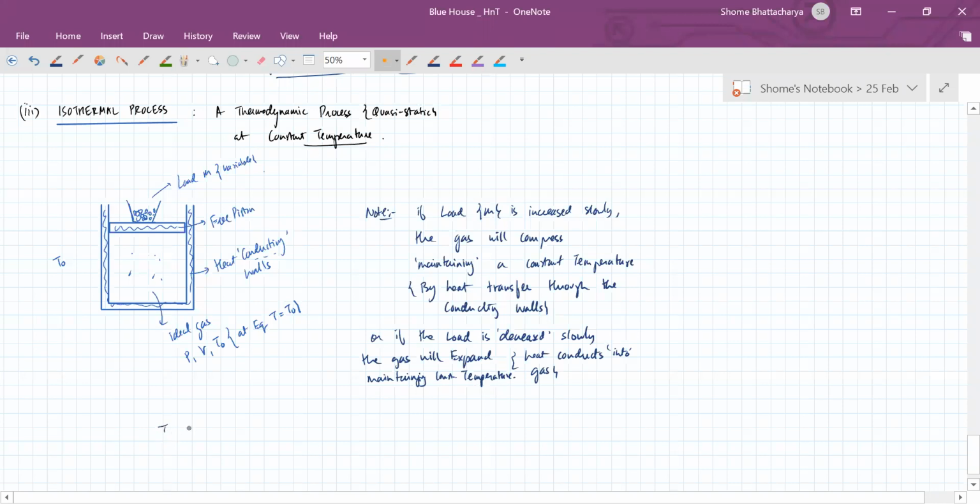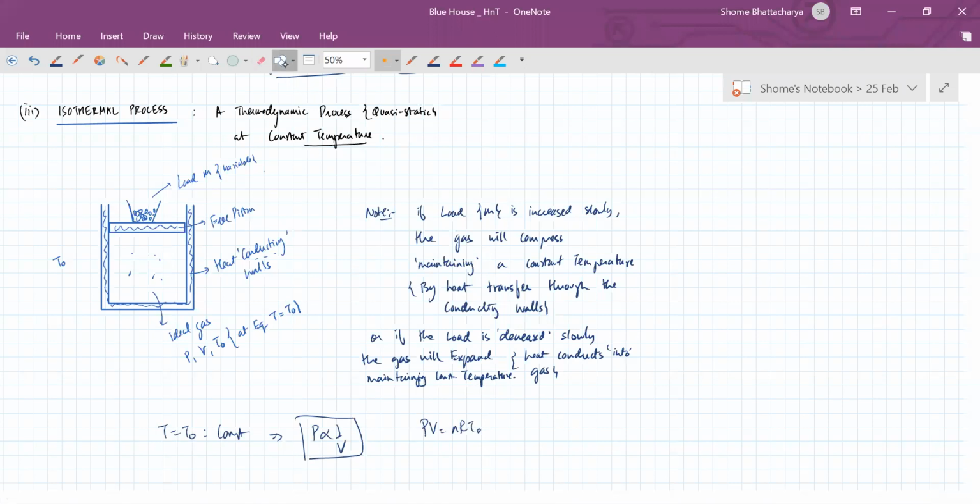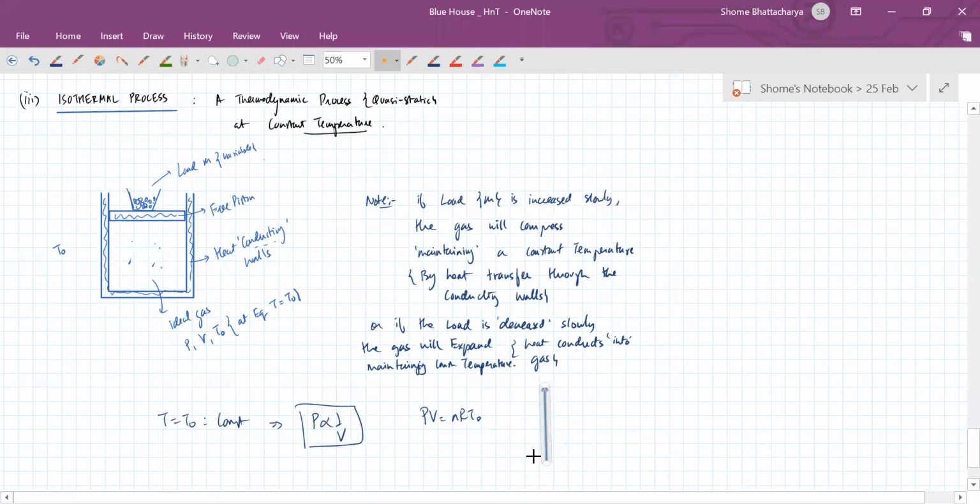So constant temperature means that pressure is inversely proportional to volume. So our PV graph looks like a rectangular hyperbola, inverse proportionality.